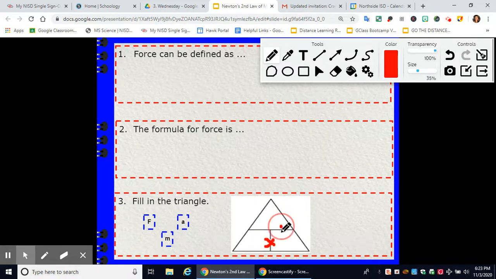And division goes up and down. So how would I place these variables in the triangle? If you have your formula for force equals mass times acceleration, we would place mass times acceleration across, mass here, times acceleration. So your F would go here up top.